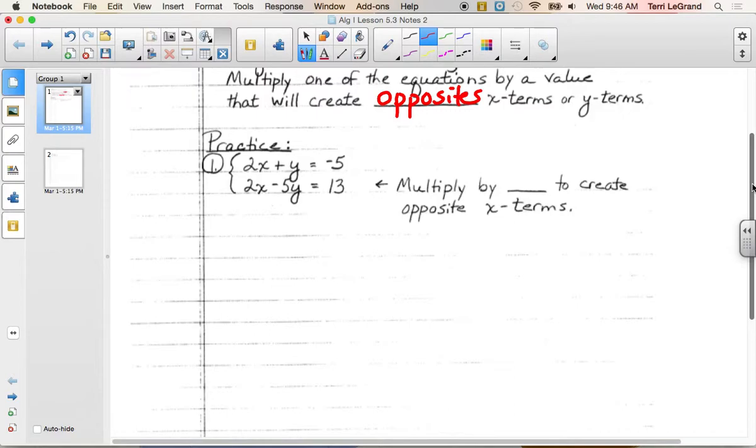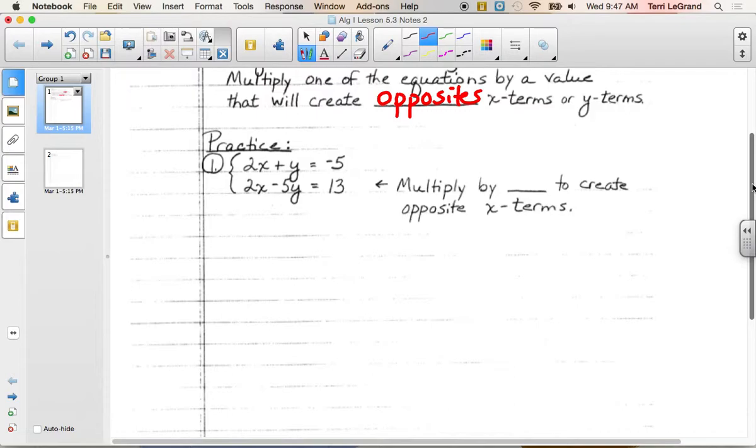Okay, let's look at our first system that we're going to practice here. 2x plus y equals negative 5. 2x minus 5y equals 13. Right now, do we have opposite x terms? No. Do we have opposite y terms? No.